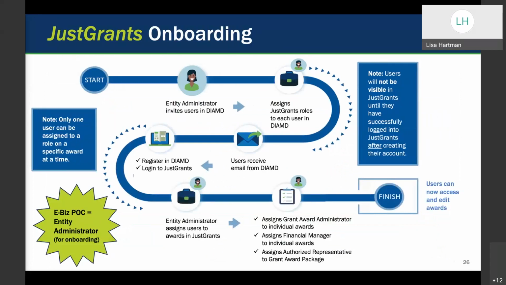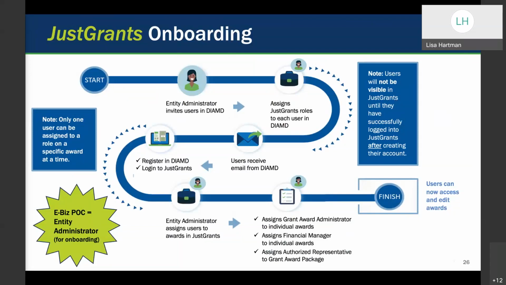Now, once you've applied in grants.gov and your account in JustGrants is open and ready for you to move forward, this roadmap will help you visualize each of the steps that are needed in JustGrants when you're onboarding a new user. First, the entity administrator will log into Diamond to set up each new user. Diamond is the user management section of JustGrants. The only information required to create a new user is the first name, last name, and email address. The email address will become the username, and the user will select their own password during the registration process.